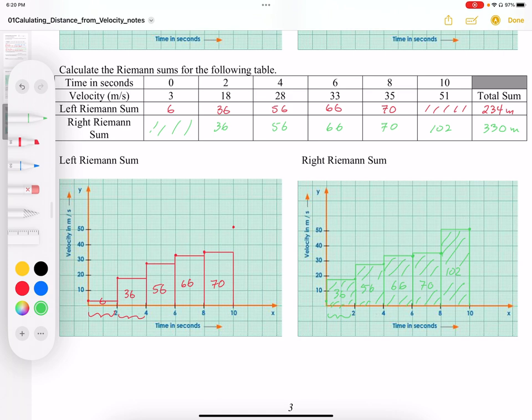But more importantly, we know that we are able to calculate left edge Riemann sums and right edge Riemann sums, and we know that both approximate the area, which in this particular case is represented by velocity times time. So that area represents a distance of displacement.